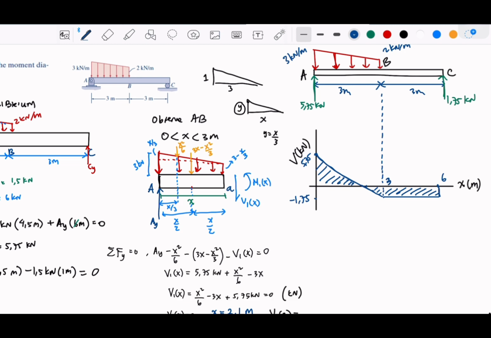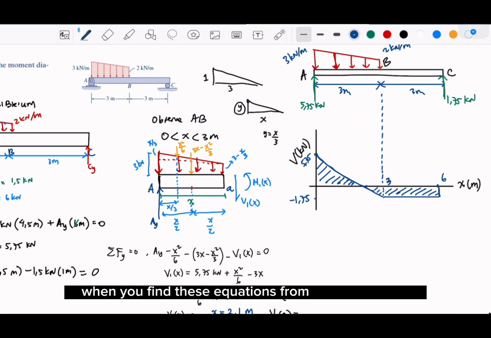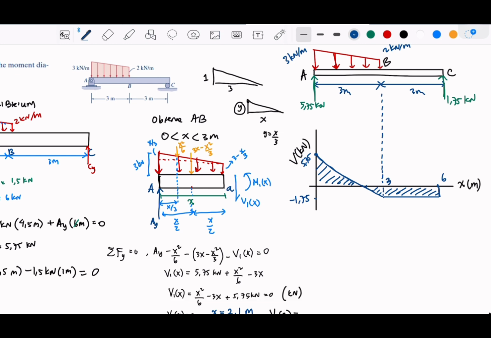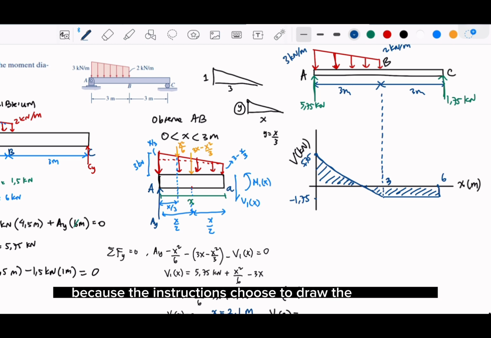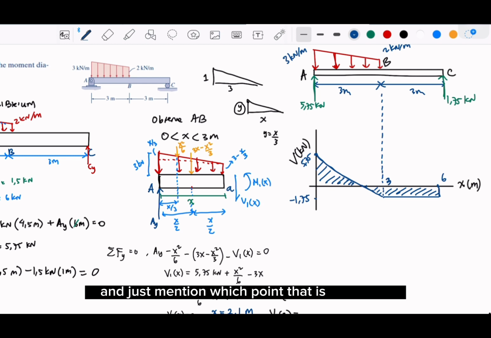Okay? If you want to make sure what the equation for this is, the same way you find these equations from the segment, you can do it from the right side. So you can slice, and let's say you take some x also, using the right side, and you will find that the shear will be 1.75 and the moment will have a linear equation. But I don't think that will be really useful if you want to shorten your time and focus on the diagram. If you're already familiar and you have good intuition when you draw the graphs and you know the relations through calculus curves, I think you should just try directly. No need to calculate everything and prove all equations, okay? Because the instruction is to draw the diagram, okay? And just mention which points are important.